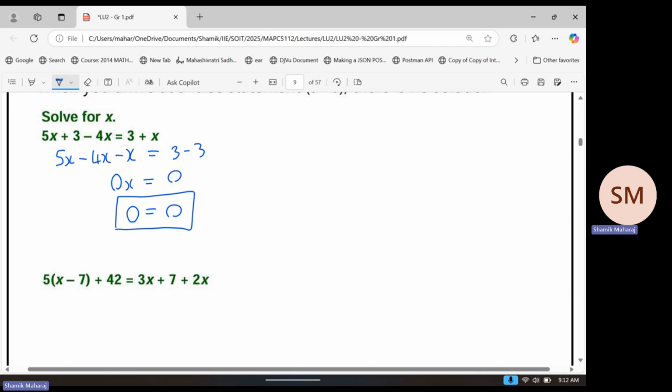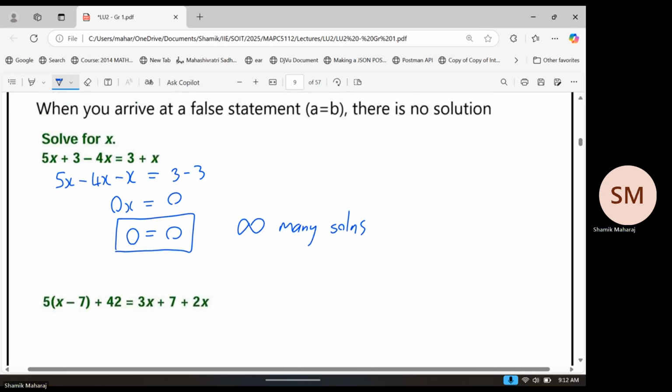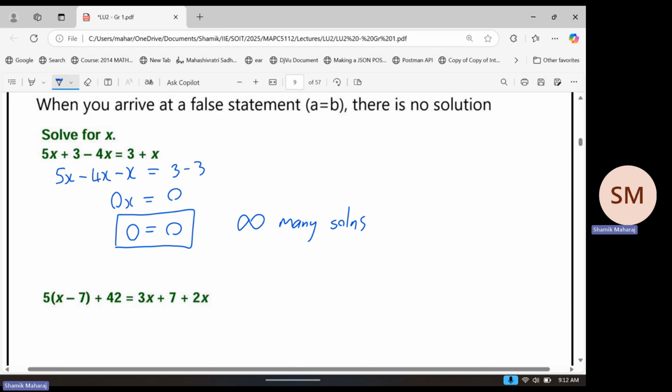Did you guys all get the same answer? Yeah. Okay. Right. So the rule here is if you get a true statement at the end, which tells you nothing about the variable, so this tells us nothing about x, but it's true, then there are infinitely many solutions. So we'll just write it as infinitely many solutions. In other words, it doesn't matter what value of x you choose. You can substitute any value of x into this equation, and you will always get left-hand side equal to right-hand side. It's a bit of a strange thing. It's like a perfect equation. It works for any value of x.